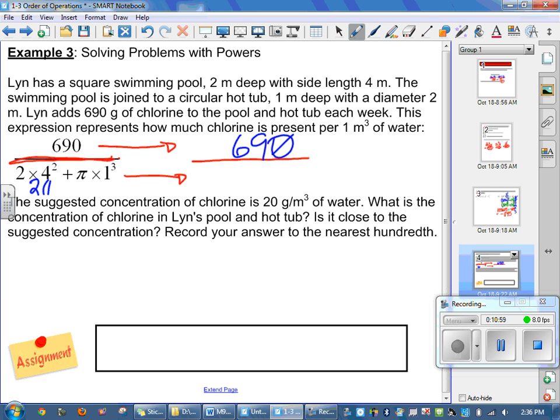Well, what is 1 cubed? Just 1. Is 1 times pi, does that change the value of pi? No. So now I'm going to have 2 times 16 plus pi. Well, what's 2 times 16? 32. So now we're going to go 32 plus pi on the bottom.